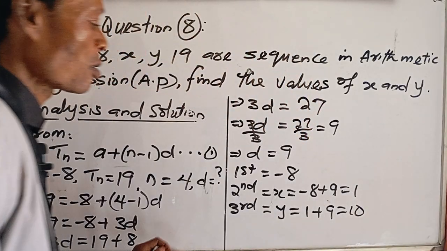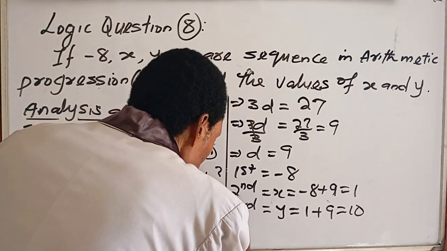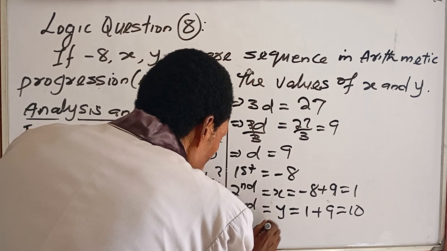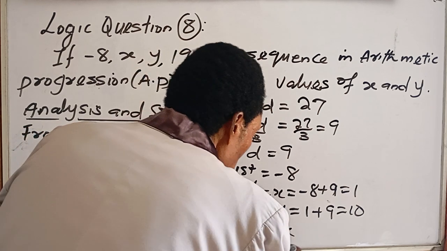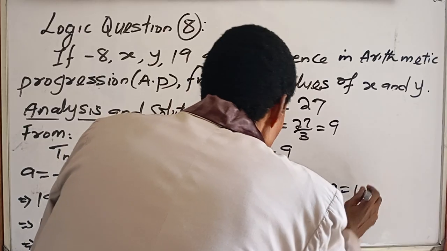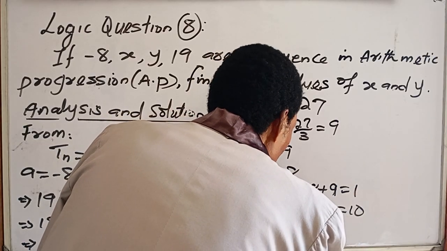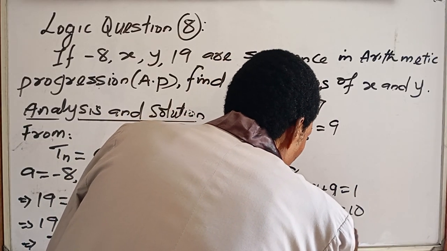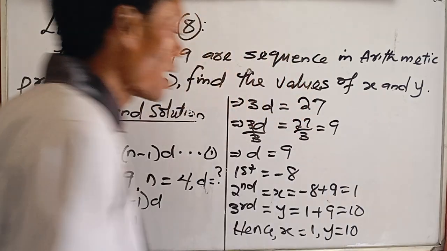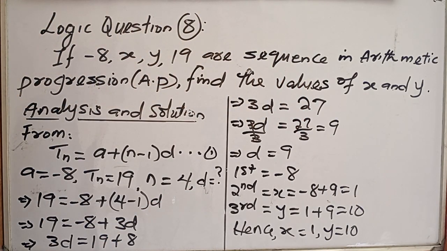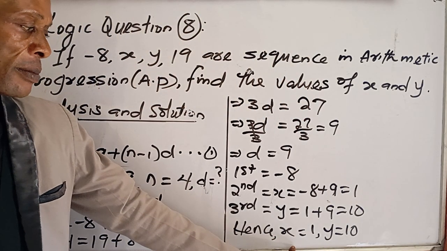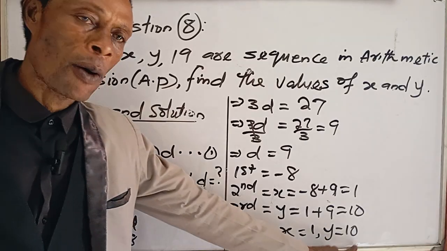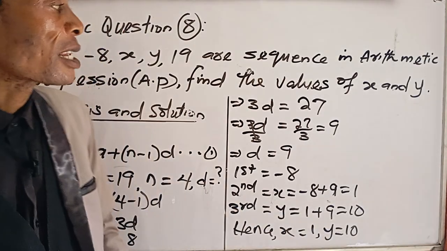So you now discover that, hence, x equals 1 and y equals 10. And that is all to this very question. You can see that the value of x is 1 and the value of y is 10.